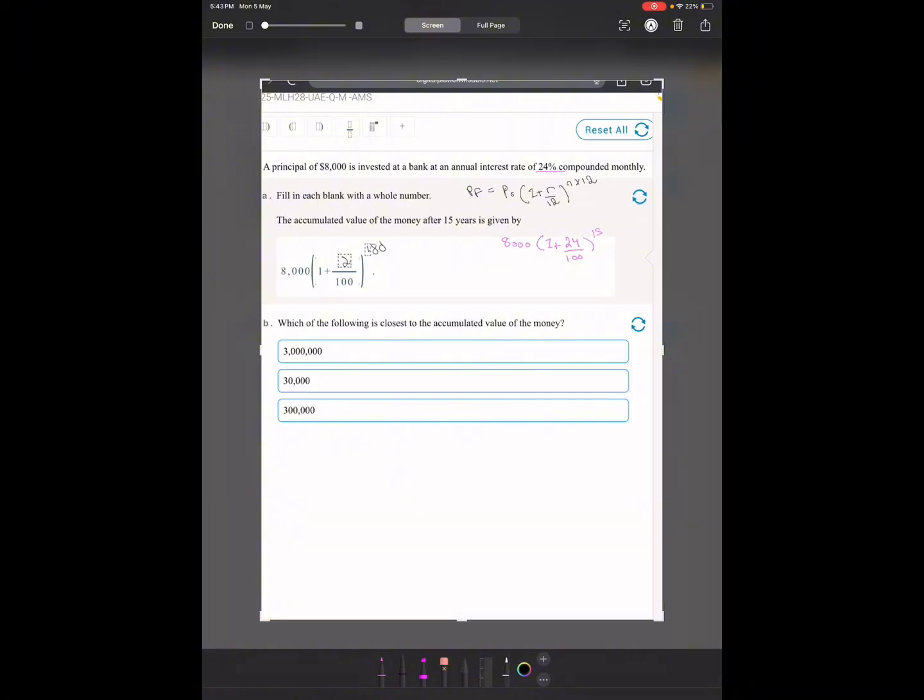Which of the following is closest to the accumulated amount of money? So put this on your calculator, which we just got: 8,000 times 1 plus 2 over 100 to the power of 180. You get 282,566.